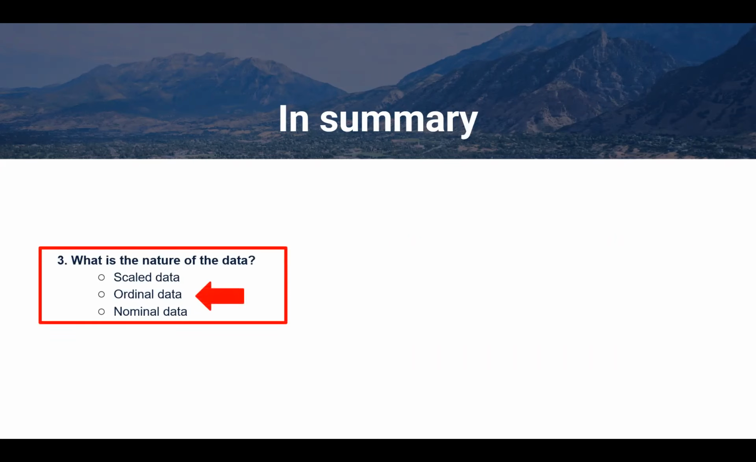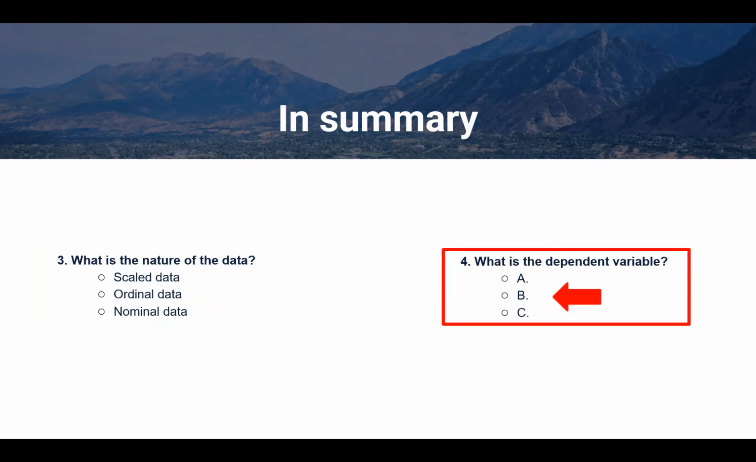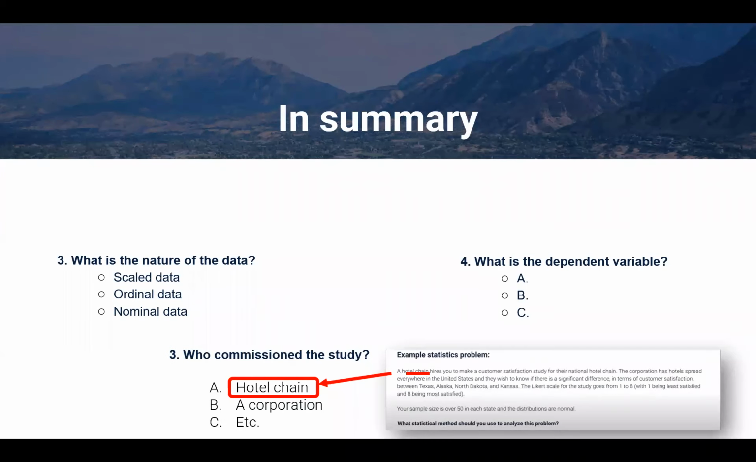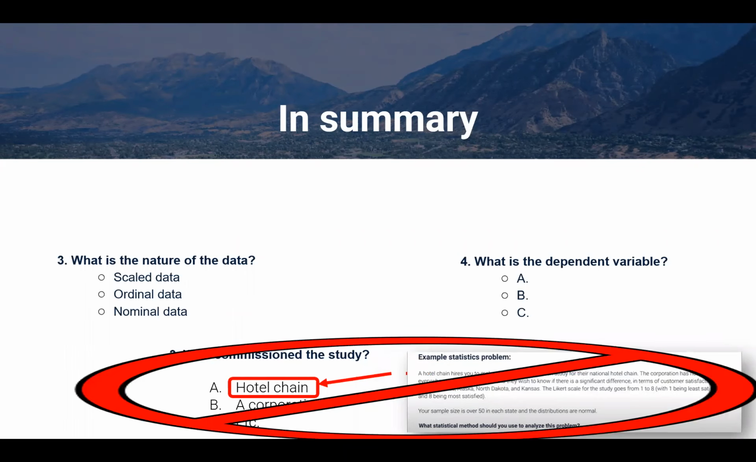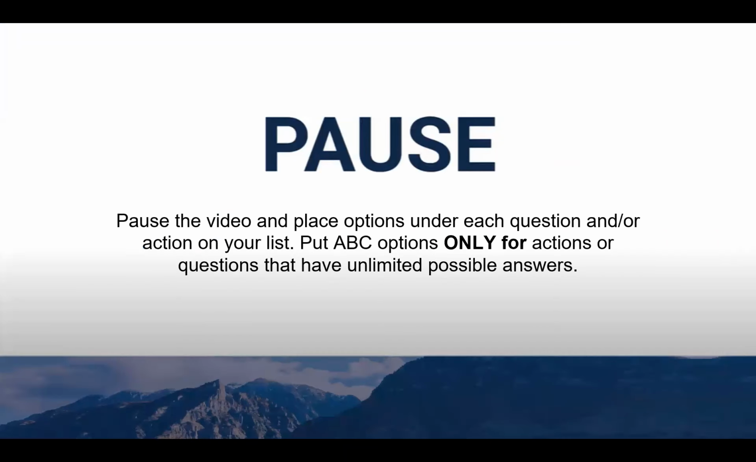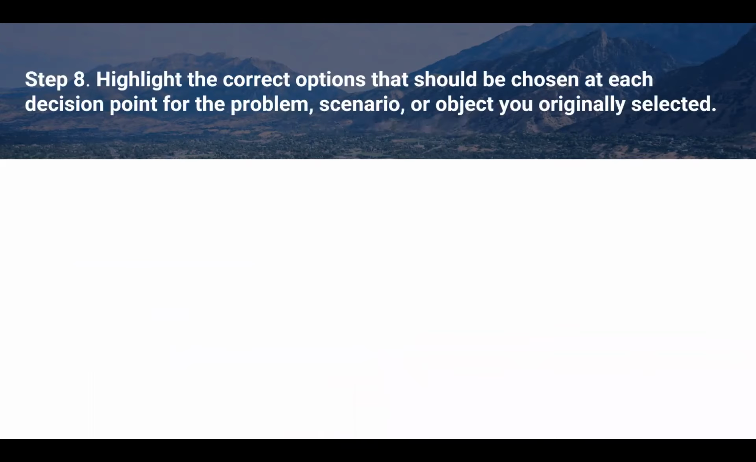In summary, most of your options will be categorized like these. And a few may provide ABC options like this one. But none of the options will use the actual wording from a problem or scenario. Pause the video and place options under each question and/or action on your list. Put ABC options only for actions or questions that have unlimited possible answers.